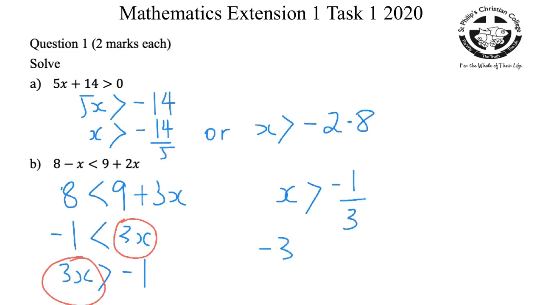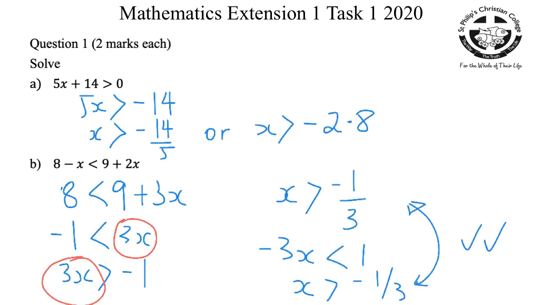If you'd gone the other way, you would have ended up something like this. Minus 3x is less than 1. You divide by negative 3, which means you need to change the direction of the sign. Negative 1 over 3. They're exactly the same either way. Most of us could get most of that right. And if you didn't get 4 marks for those, you probably just made little mistakes, and nobody really made too many big mistakes with those.